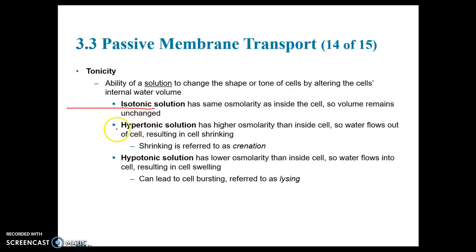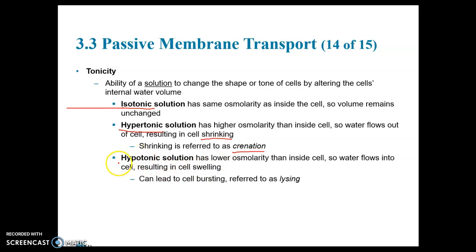But if the red blood cell is placed into a hypertonic solution, that means the solution has a higher concentration of solute than inside the cell, like a really salty solution with lots of salt in it. Water is going to flow toward the higher concentration of solute. So it's going to leave the cell and cause the cell to shrink, and we call that crenation. So if a cell is placed into a hypertonic solution, it will shrink because it loses water. Water moves toward the solution outside the cell, which is more concentrated.